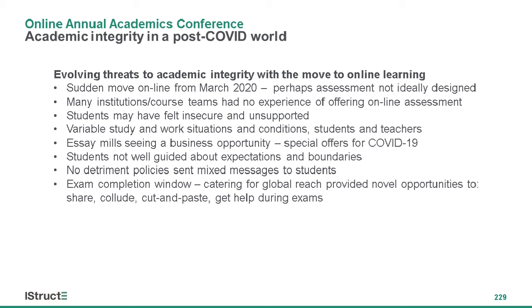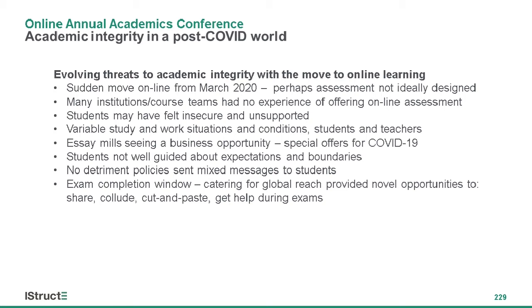So, in terms of the evolving threats, and what we can do about them with the move to online learning. The sudden move was perhaps not ideal, the assessment may not have been ideally designed to make it suitable to the move to online learning. Plus the fact that many institutions, many course teams may not have had experience with offering online assessment, even within institutions where there was online provision already. The students may have felt insecure, they may have felt unsupported, they may not have had the right kind of study conditions, the right kind of technology. And I'm sure you'll have heard about this in previous talks in this conference.